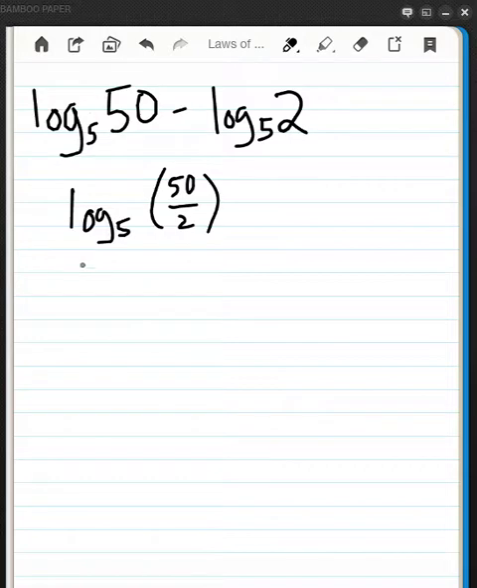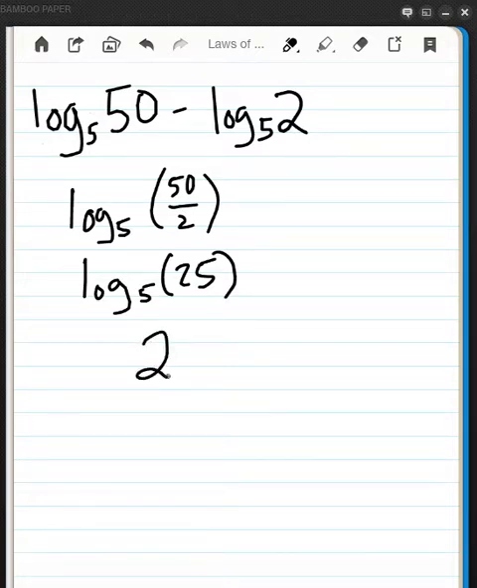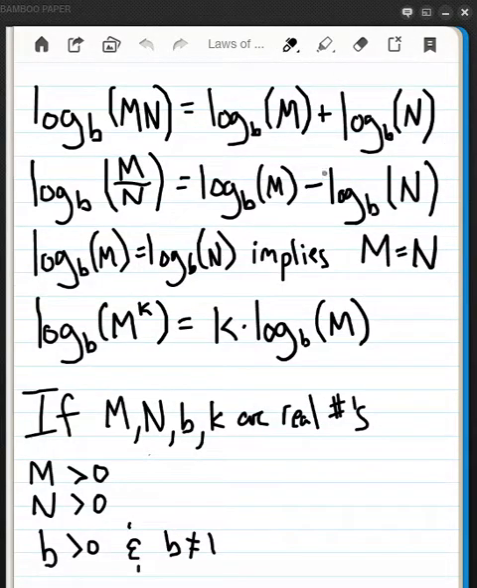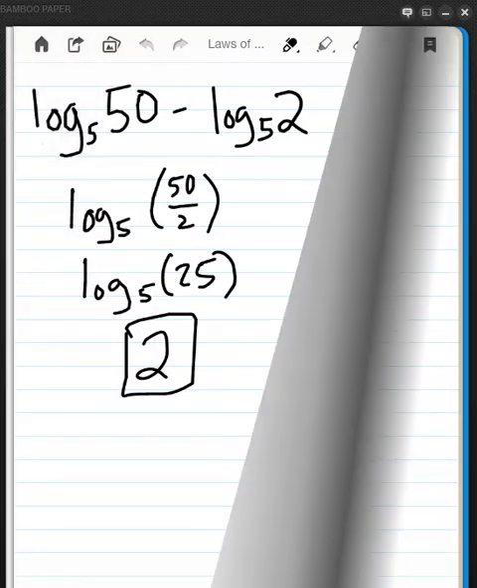50 divided by 2 is a nice one because it goes in evenly, so log base 5 of 25. Now this becomes an easier log to evaluate because 5 raised to what power is equal to 25? This entire log is equal to 2. So this subtraction problem up here with these 2 logs is really equivalent to the value of 2. Okay? So again, that was using this property right here where we went in reverse, but if you have 2 logs subtracted from each other with the same base, you can rewrite it as the quotient of the 2 arguments. Okay? Let's look at the next example.